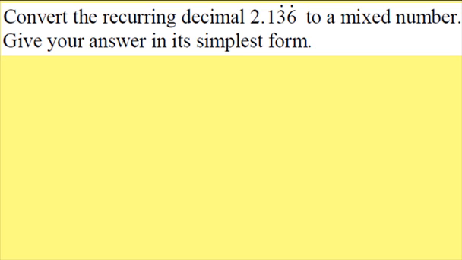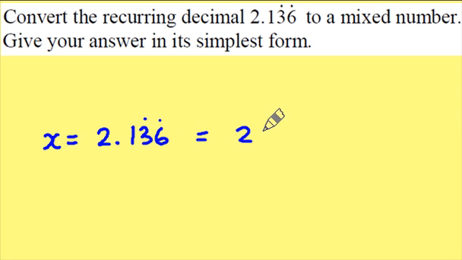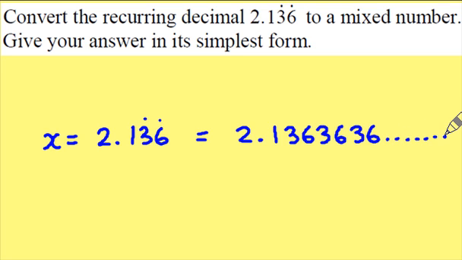Convert the recurring decimal 2.136 recurring to a mixed number, giving your answer in its simplest form. Now this is slightly unusual because we have to convert it to a mixed number, telling us obviously that the numerator is going to be bigger than the denominator. Once again, x is 2.136, where the 36 are recurring, and in its long form it's 2.1363636 going on forever.